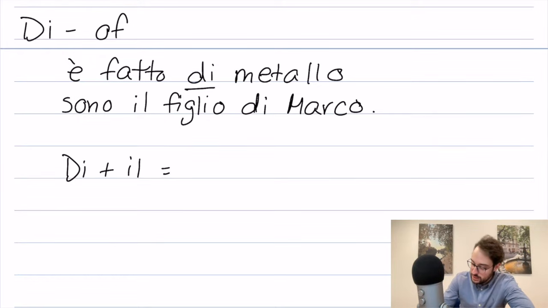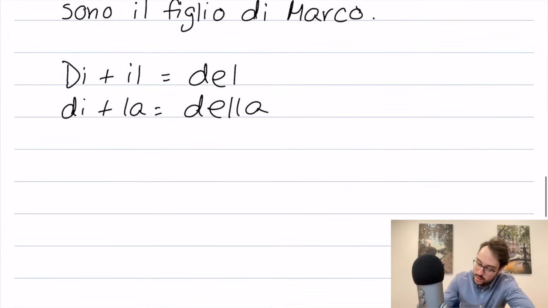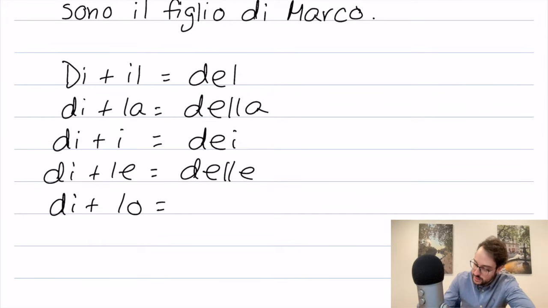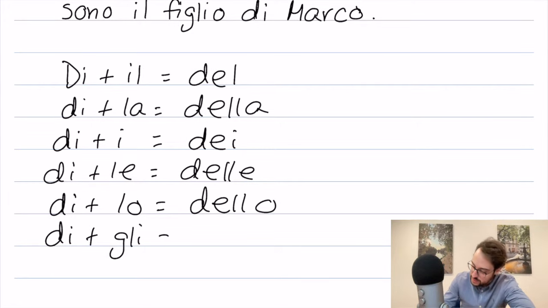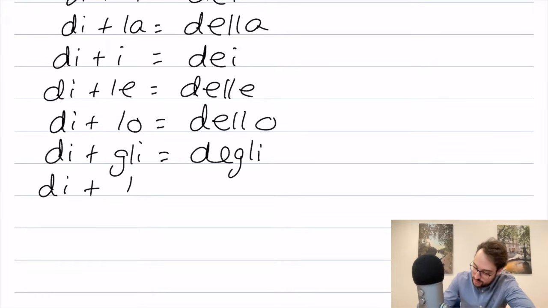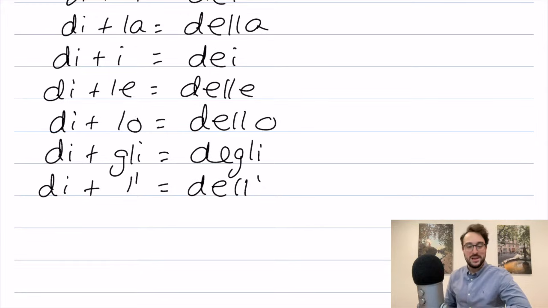Di plus il is del. Di plus la is della. Di plus i is dei. Di plus le is delle. Di plus lo is dello. Di plus gli is degli. And I'm sure you're starting to see the patterns here. Di plus l with an apostrophe is dell', written just like that.